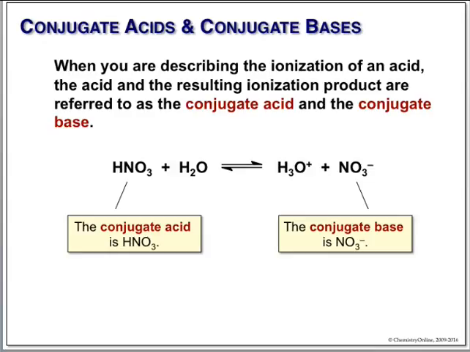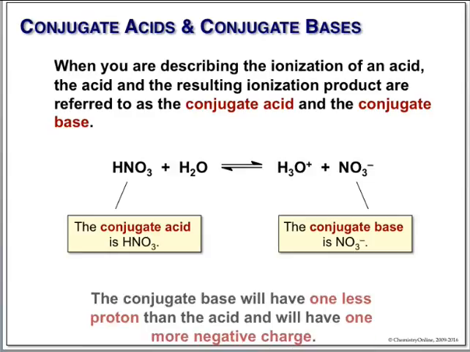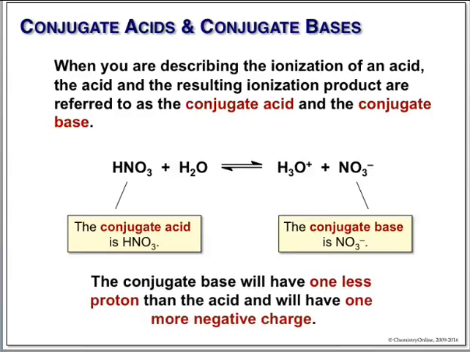A simple bottom line thing to remember. The conjugate base, this guy, will have one less proton and one more negative charge than the acid does. Nitric acid loses one proton, goes to nitrate. This is neutral. It has one more negative charge. Conjugate acid, conjugate base. Any questions?